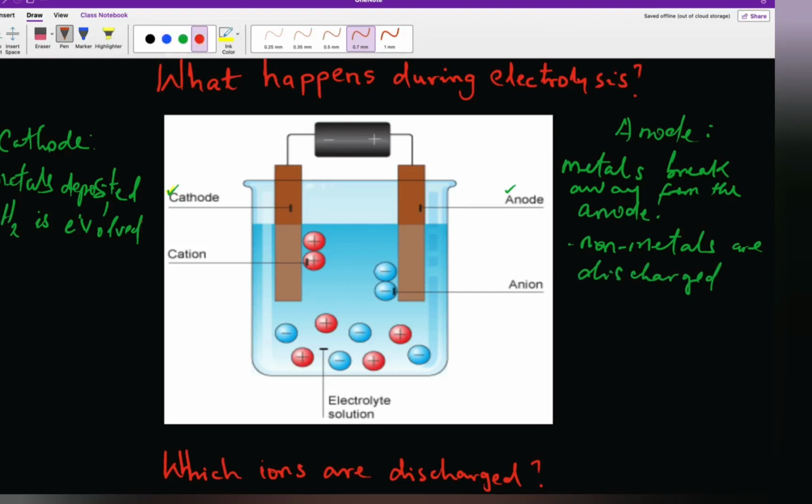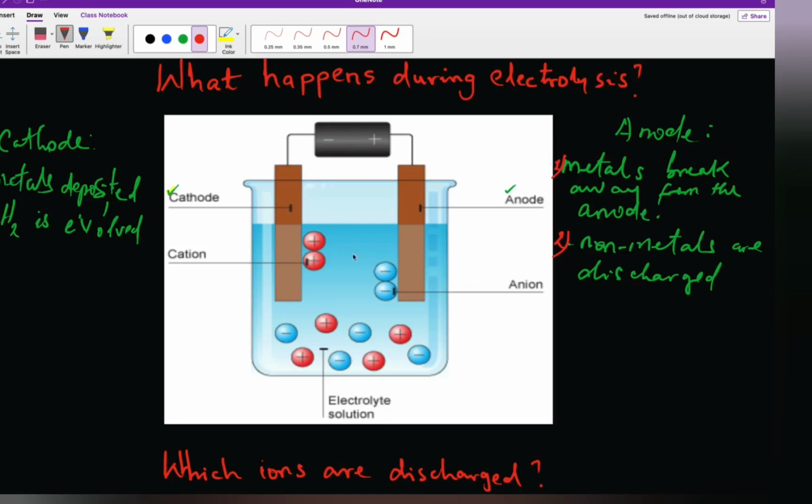So at the cathode, we say one, metals are deposited; two, hydrogen is released. At the anode, we say metals break away from the anode, and the non-metals are being discharged. That is what is happening during the process of electrolysis.